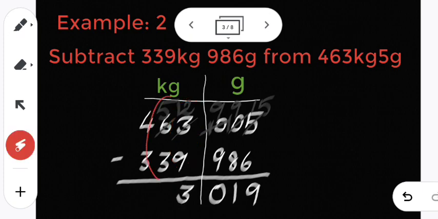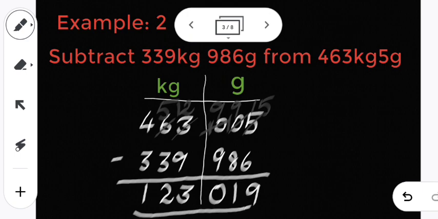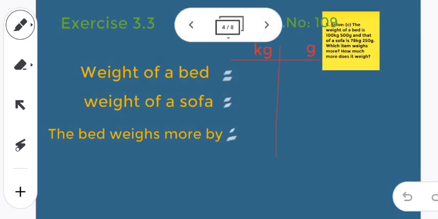Again here 5 minus 3, 2. Then 4 minus 3, 1. So the answer is 123 kilogram 19 gram. This is the answer. Okay, now let's see the problem solving.